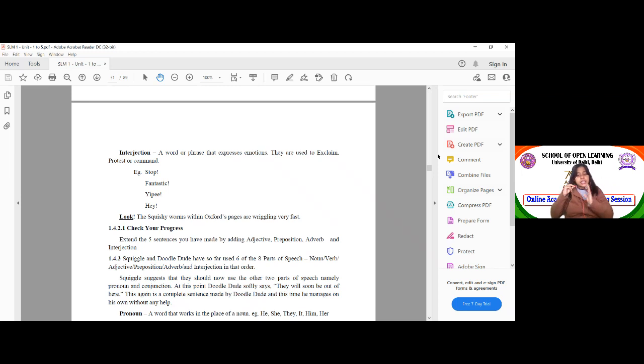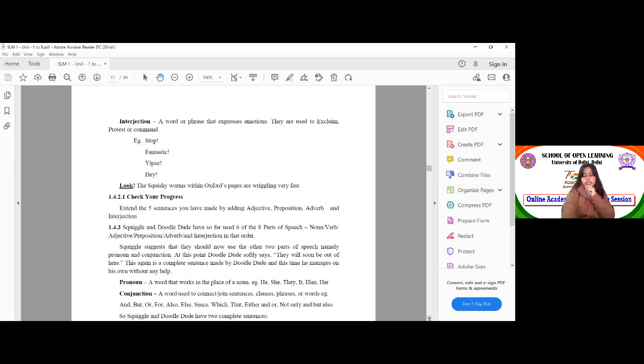This is how they have been studying it. And these are all parts of speech. It will have a pronoun, it will have conjunction, punctuation. All of these are parts of speech. So Squiggle suggests that they should now use the other 2 parts of speech, namely pronoun and conjunction. Now we'll learn what is a pronoun and what is a conjunction. At this point, Doodle Doot softly says, they will soon be out of here. This again is a complete sentence made by Doodle Doot, and this time he manages on his own without any help. So Doodle Doot is also learning how to make properly constructed sentences. Now let's see what is a pronoun and what is a conjunction.